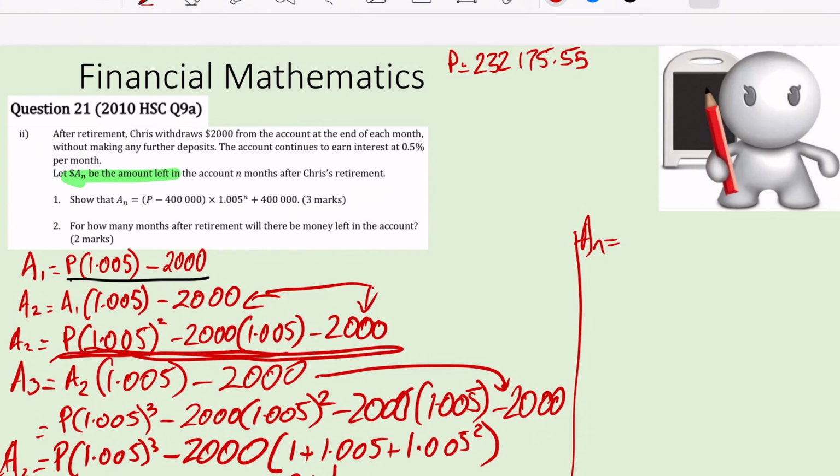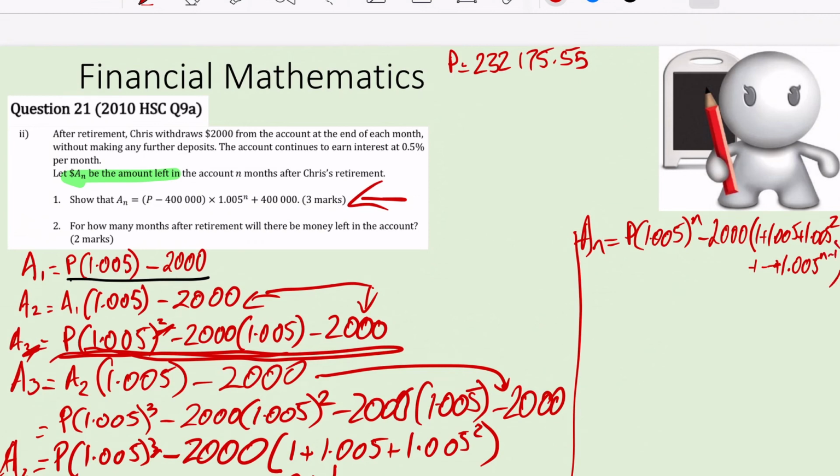So AN, let's continue this pattern, will be P times 1.005 to the power of N. Because look, when it was 3, that was 3. When it was 2, this was 2. Minus 2,000 outside of 1 plus 1.005 plus 1.005 squared, and all the way up to 1.005 to the power of n minus 1. You need to show this, guys, you can't go from 3 all the way down to this answer. You haven't really showed anything. That's important to show, because look, when it was A3, the highest power was 2.